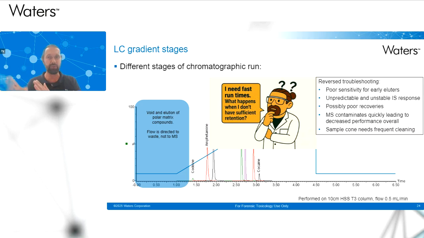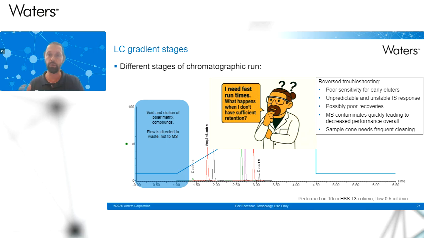Well, if everything is eluting too close to the void, we are going to see a lot of matrix effects because you will end up with co-elution between the polar matrix compounds and the early eluters, resulting in ion suppression, poor sensitivity. It will also result in an unpredictable and an unstable internal standard response. And if the internal standard is not going to be fully able to compensate for that matrix effect, it could also result in poor recoveries.